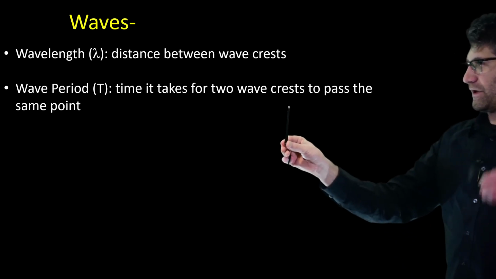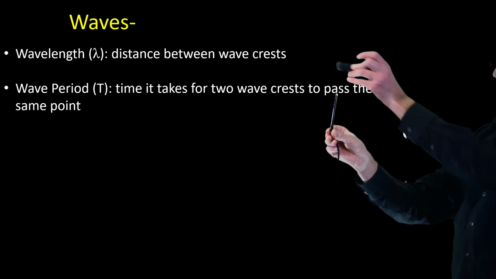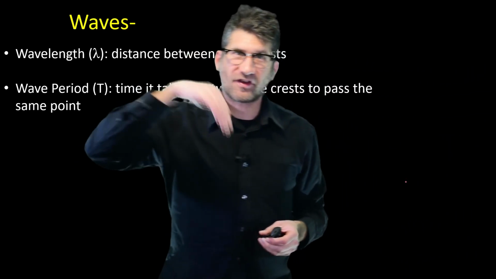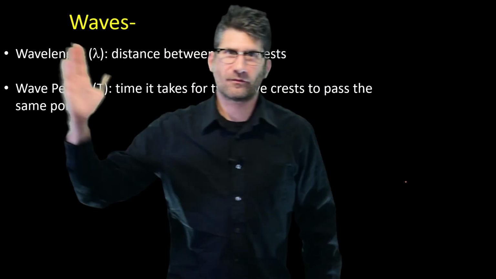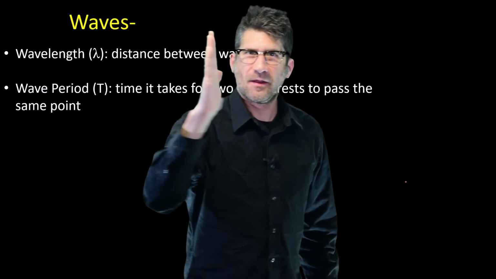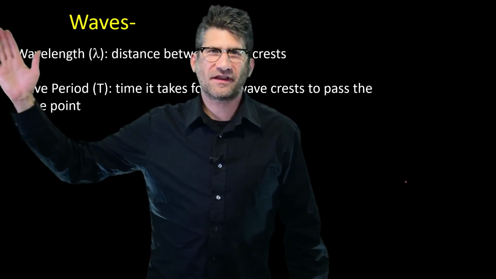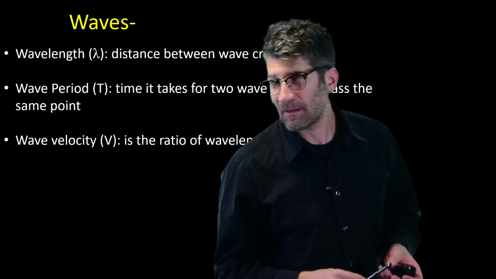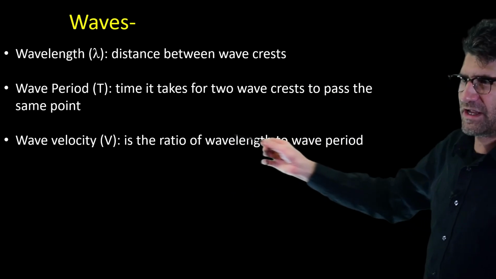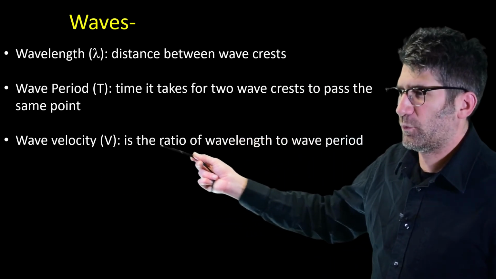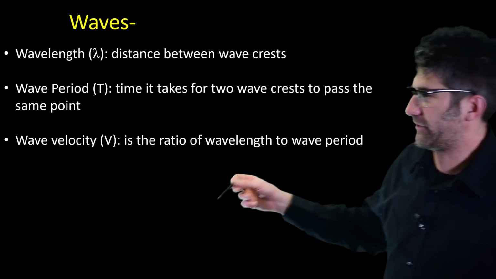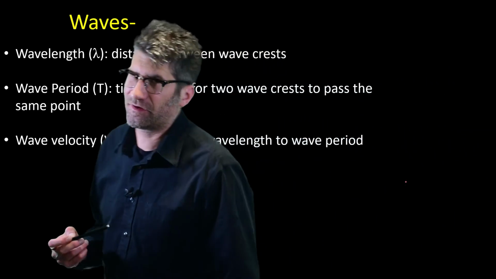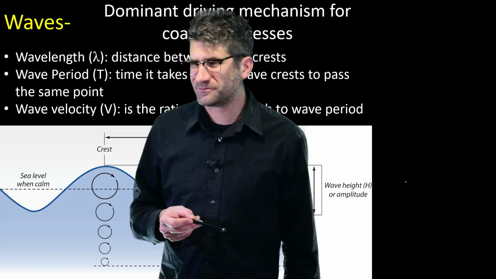So if you've got a point right here, and here's the first wave it passes, then you time to the next wave that's passing. So wave period is just the time it takes for those wave crests to cross the same point. Our next term to define is our wave velocity, which is the ratio of the wavelength to the wave period. That tells you how quickly those waves are moving across the landscape, how quickly those waves are moving in water.